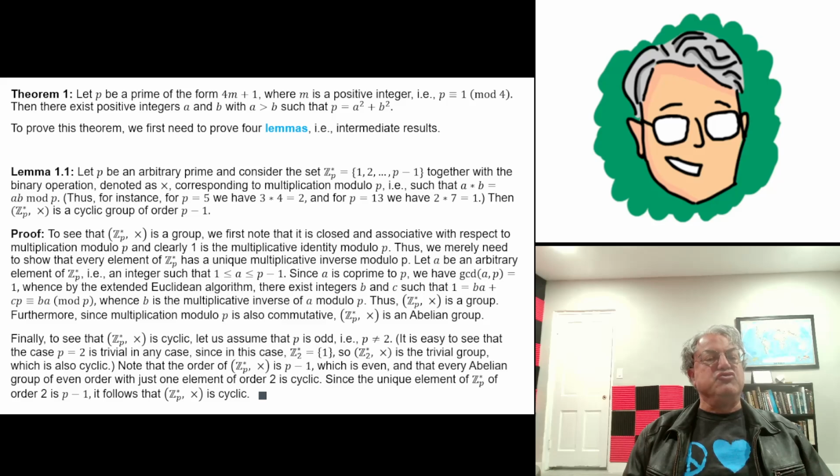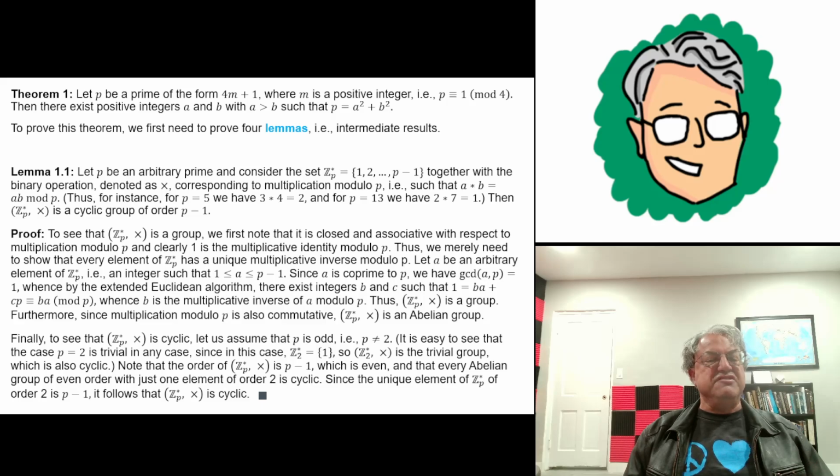Well, first we have to prove it's a group. That's kind of the easy part. You have to know what the axioms of group theory are. There's 3 or 4, depending on how you count them. If you include closure, there's 4 axioms. The first one is closure. That just says that the group multiplication, in this case multiplication modulo p, is closed. This set, which I'm calling Zp star, is closed with respect to multiplication modulo p.